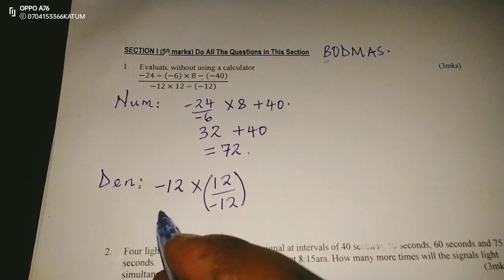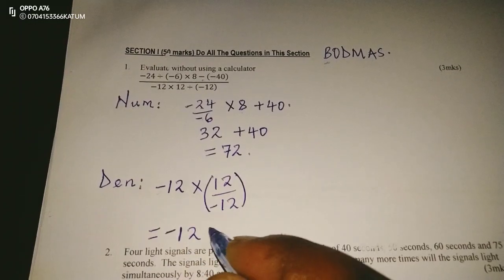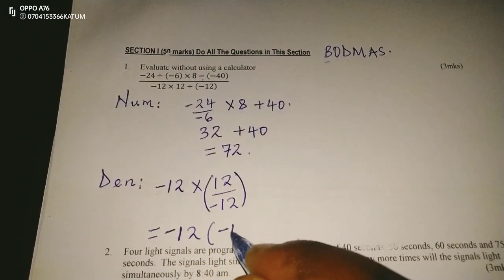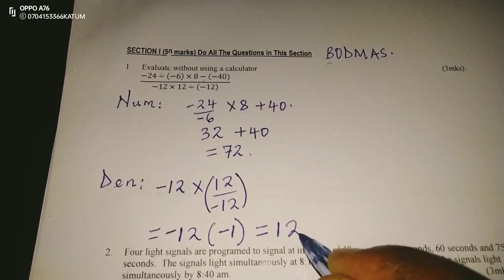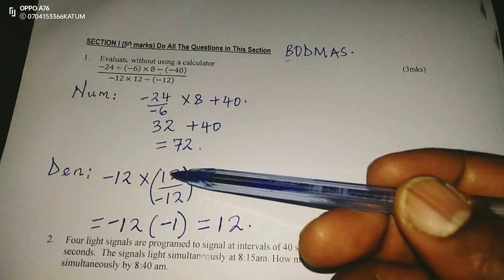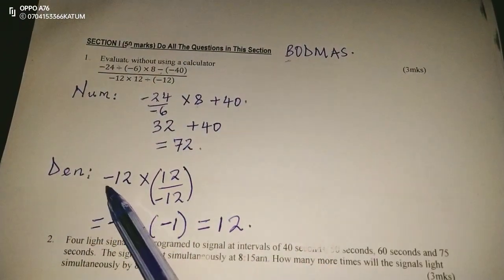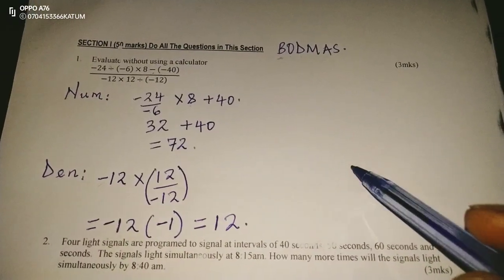And we're going to have negative 12 multiplied by negative 1. Therefore, this becomes negative 1. And there is a negative 12 here. So negative 12 times negative 1 becomes positive 12.